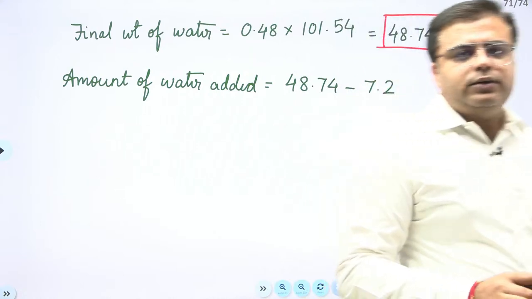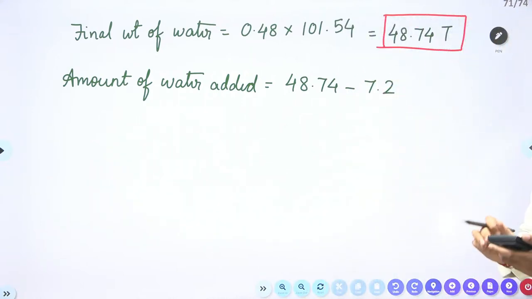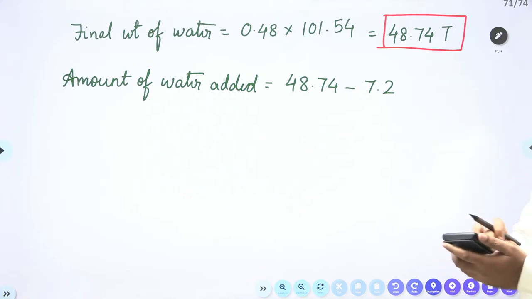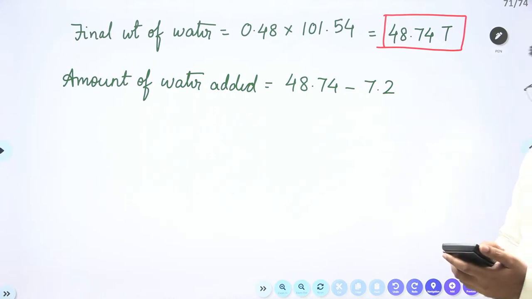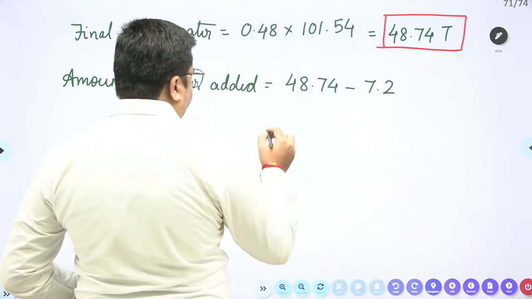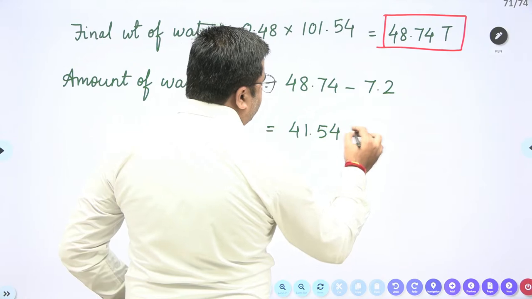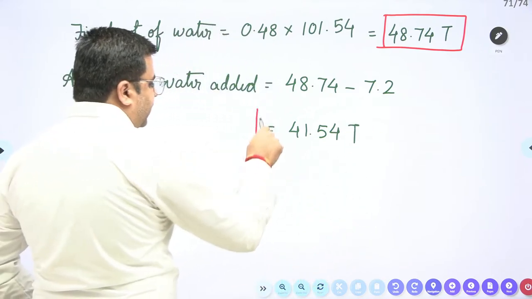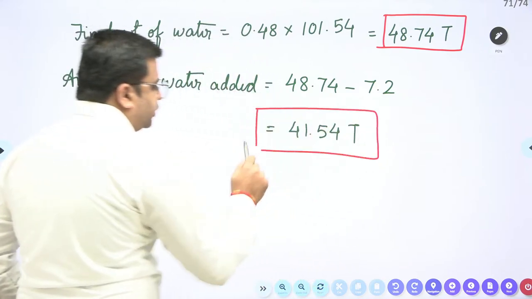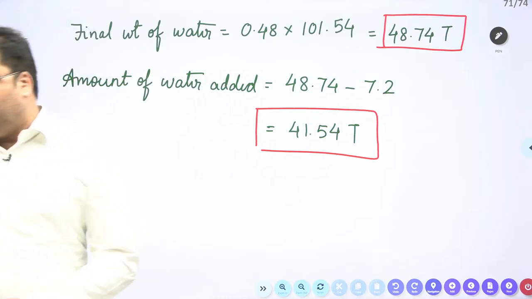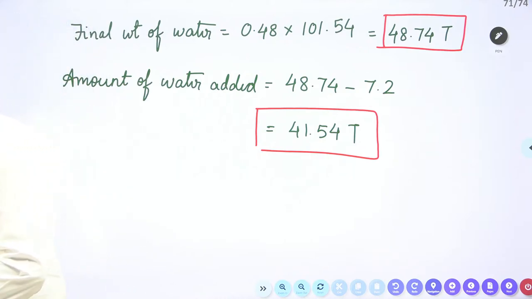So get me the final value of the expression. 48.74 minus 7.2, this is 41.54. This is 41.54 tons. So this is my final answer. Same kind of question was present in GATE 2022, right? In which you have to calculate this kind of thing, correct?